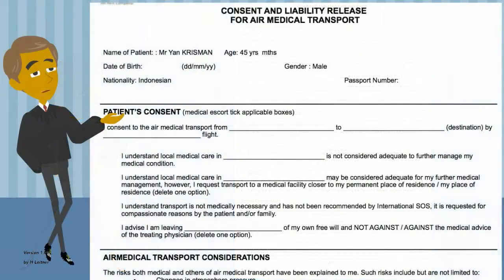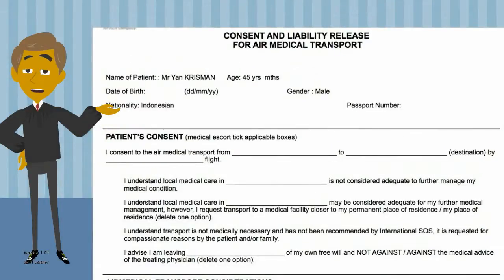As we go through the form, you will begin to understand why this form is so important and why we have to complete it properly. Here you complete all of the patient's details. Notice what's missing? The passport number.